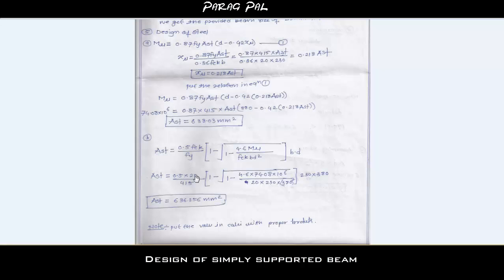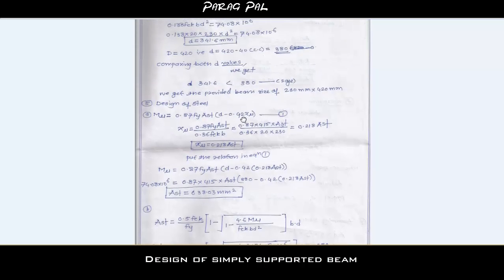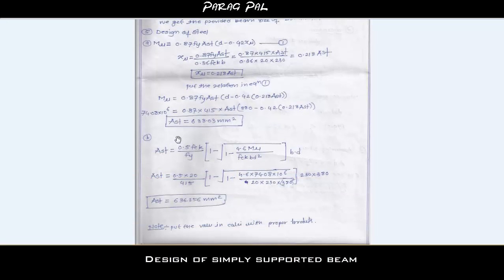Because when I find the minimum Ast and maximum Ast, I put the value of Ast that I calculated here, and after that I find out the relation I did here. This value is required and this is safe. Similarly, if my Ast value lies between the minimum and maximum Ast, then this value is safe. So we go to the next slide.